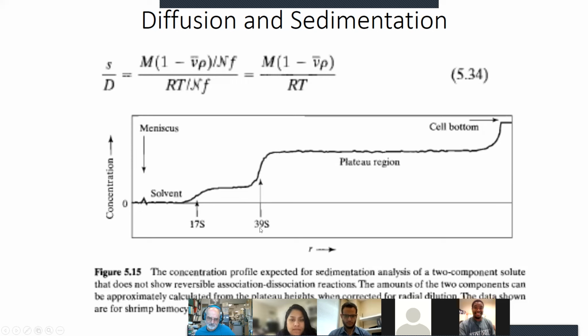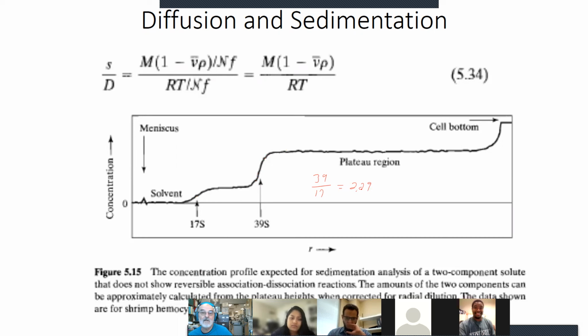Okay, that's a little more than if it's non-associating. So it's 39 over 17 extrapolated. 39 divided by 17 is 2.29, 2.3. Okay. And so depending on the shape, this could be something like a dimer of this. If they're not reversibly interacting, but they're assemblies that are stable, then this could be a dimer. It's in the right ballpark.